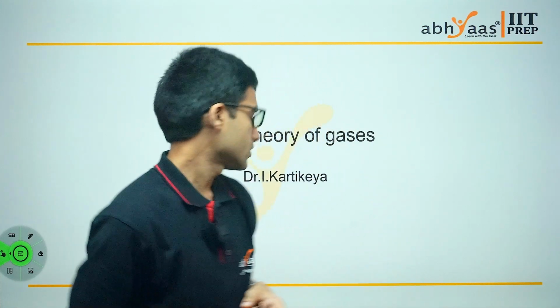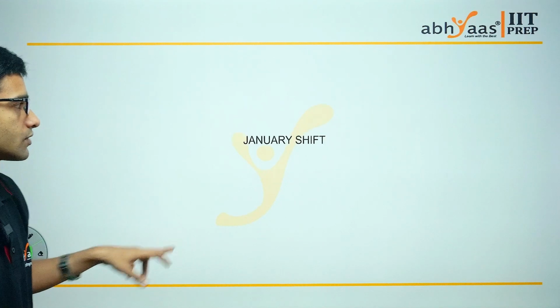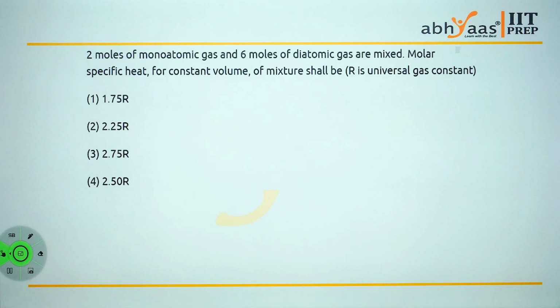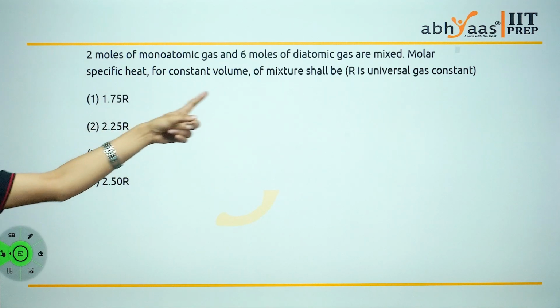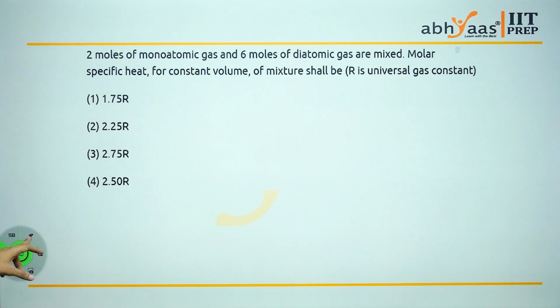As usual, coming to the first January shift. In the first question, we have a monoatomic gas and a diatomic gas. The molar specific heat at constant volume of the mixture you should know. So this is a standard question. Okay. Here, what is a mixture?